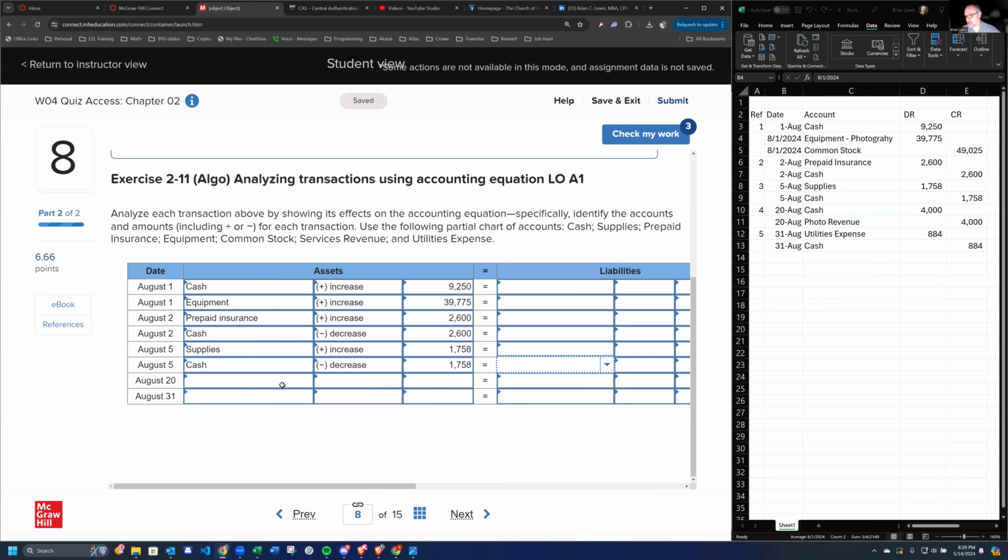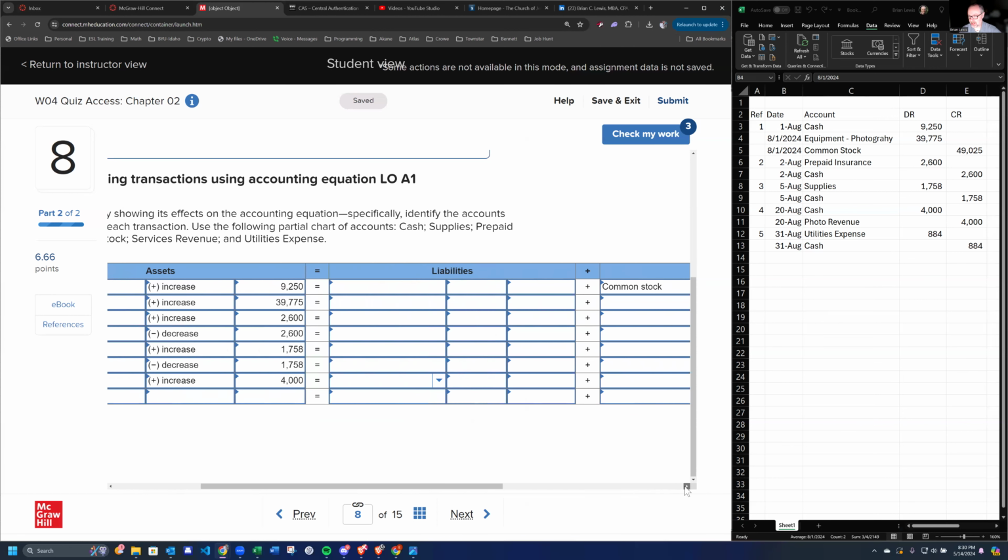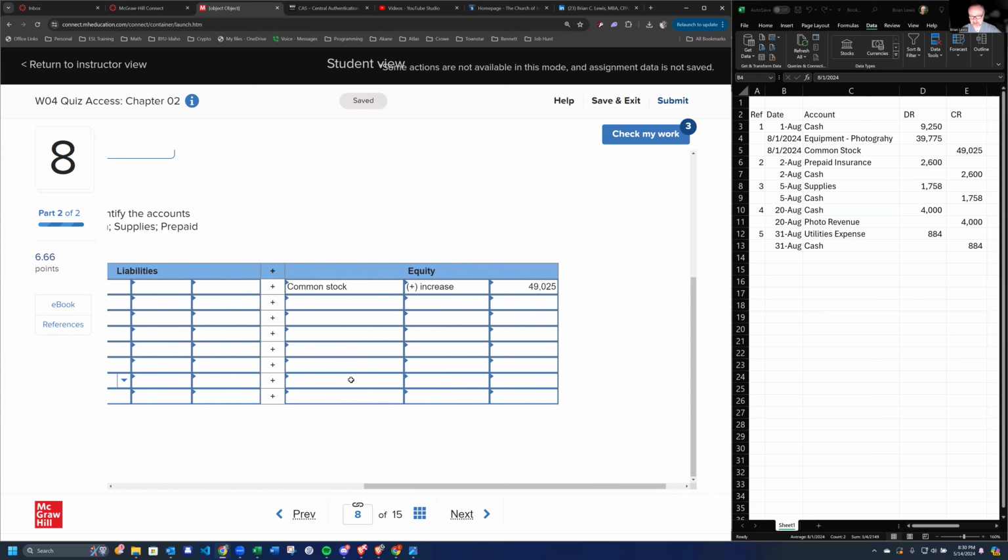Okay. And then on the 20th, see, now they have one line for this because it crosses two different sides of the equation. So on cash, we're going to increase it for 4,000. And it's going to come all the way over here to the equity side is my guess. I don't think they're going to have equity broken out by revenue or whatnot. So on this line, I think we're going to end up having revenue. So services revenue, there we go. Now it's going to increase it by the 4,000.